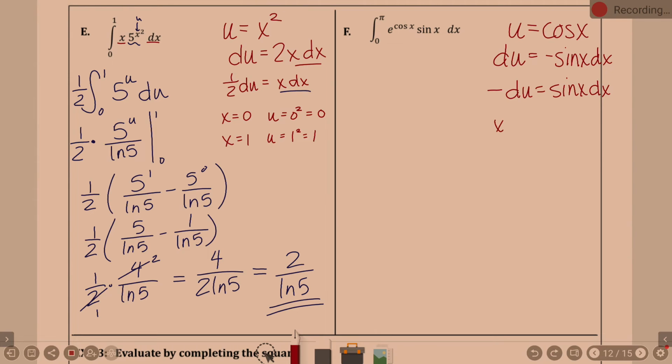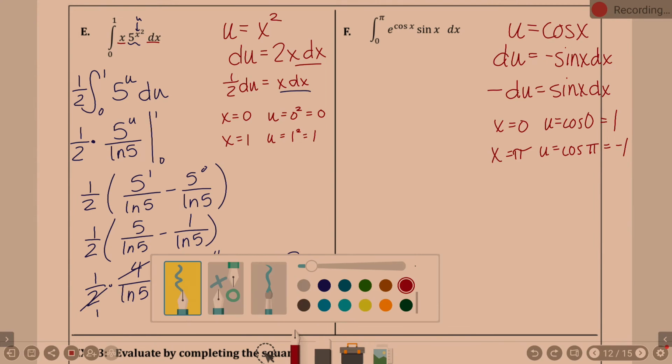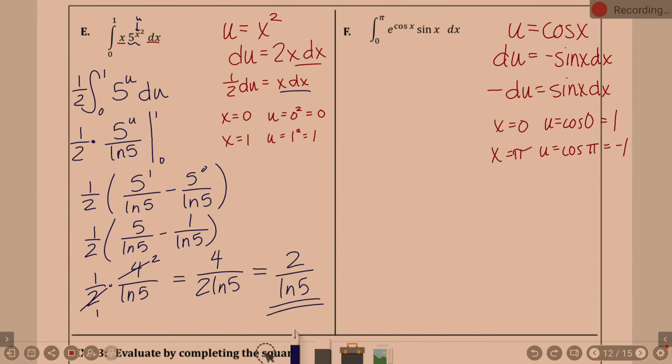When x is 0, u is cosine of 0, which is 1. When x is pi, u is cosine of pi, which is -1. I didn't understand what you meant by flip-flop at first. Okay, so we're going to have a negative out front. 0 to pi becomes 1 to -1.